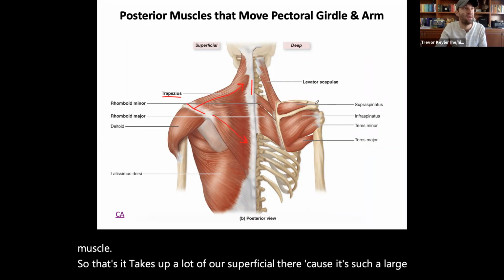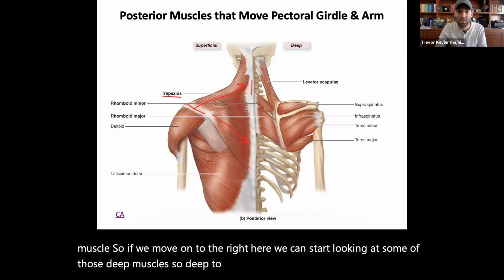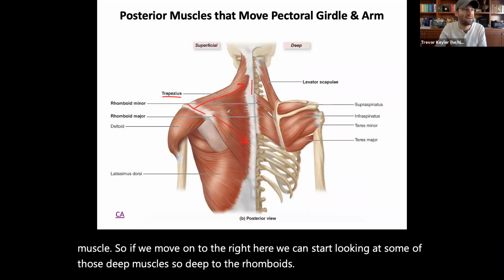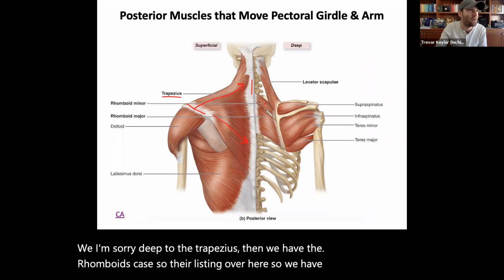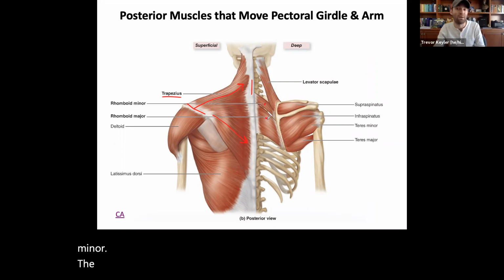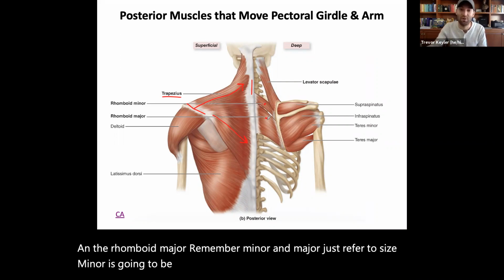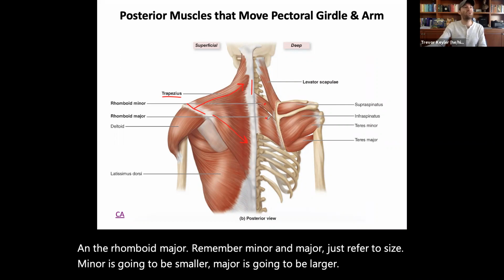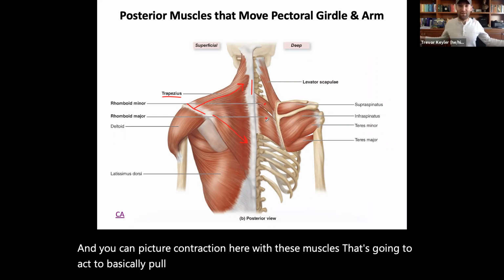So if we move on to the right here, we can start looking at some of those deep muscles. So deep to the trapezius, we have the rhomboids. Okay, so they're listing them over here. So we have the rhomboid minor and the rhomboid major. Remember, minor and major just refer to size. Minor is going to be smaller, major is going to be larger. And you can picture contraction here with these muscles. That's going to act to basically pull your shoulder blades together, right?